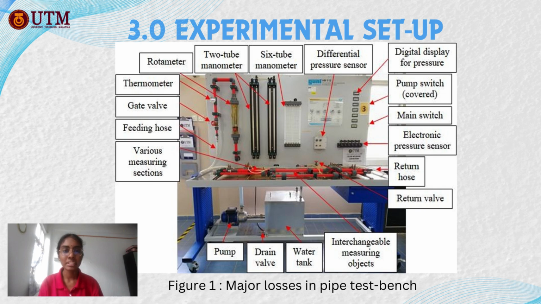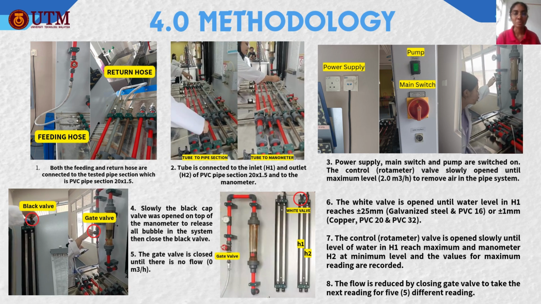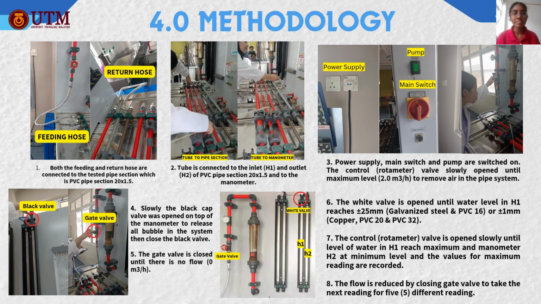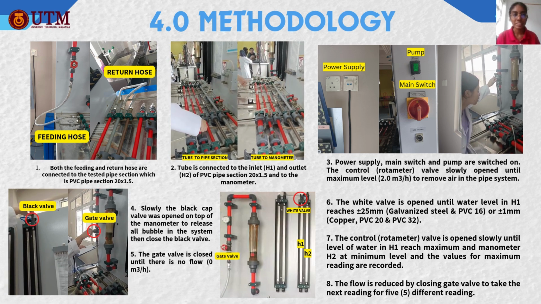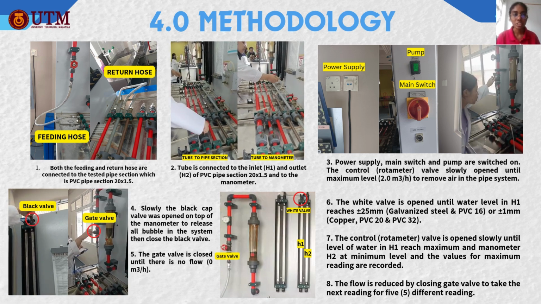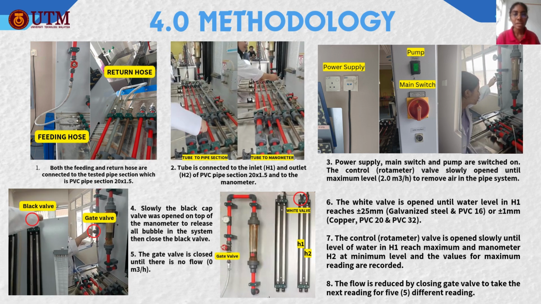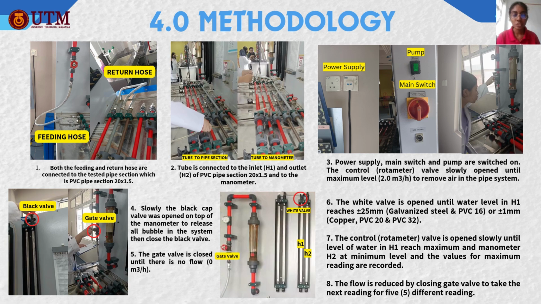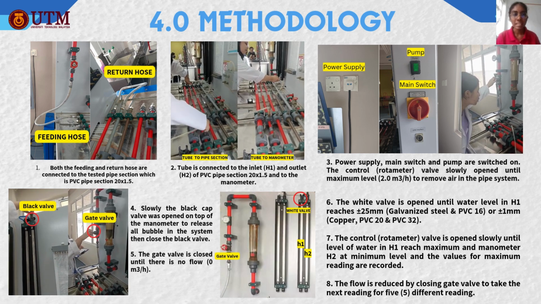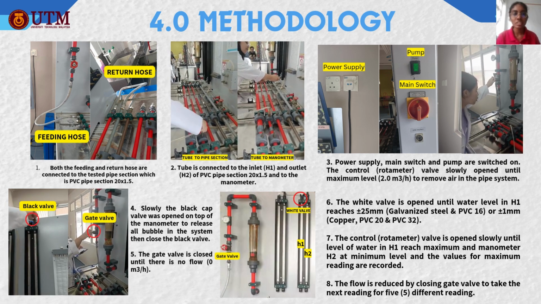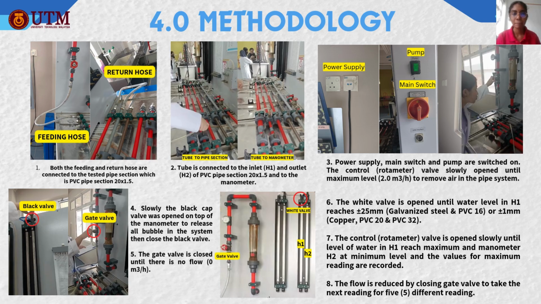This is the experimental setup for major losses in pipe test branch. How did we conduct the experiment? First, we connect feed and return hose to PVC 20 pipe section. Tube is connected to H1 and H2 and to the manometer. Pump is switched on. Gate valve is open to the maximum. Black cap is open to release all the bubbles before closing it back.